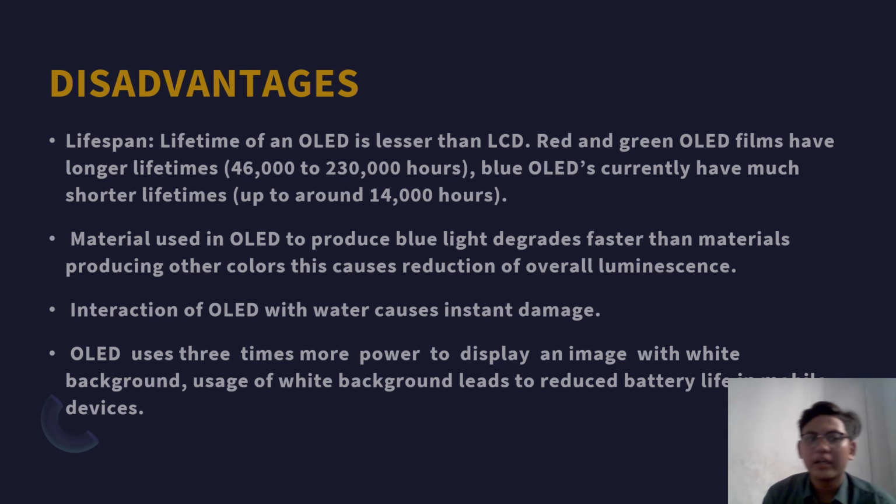Number two is the material used. Materials producing blue light degrade faster than those producing other colors, which causes a reduction of overall luminescence. The third one is that interaction of OLED with water causes instant damage. Lastly, OLED uses more power to display an image with a white background. Usage of white backgrounds leads to reduced battery life of mobile devices.